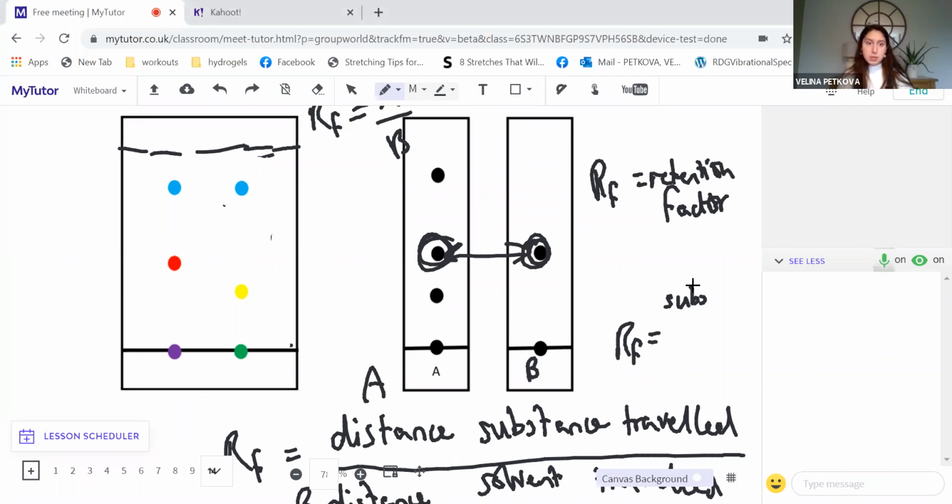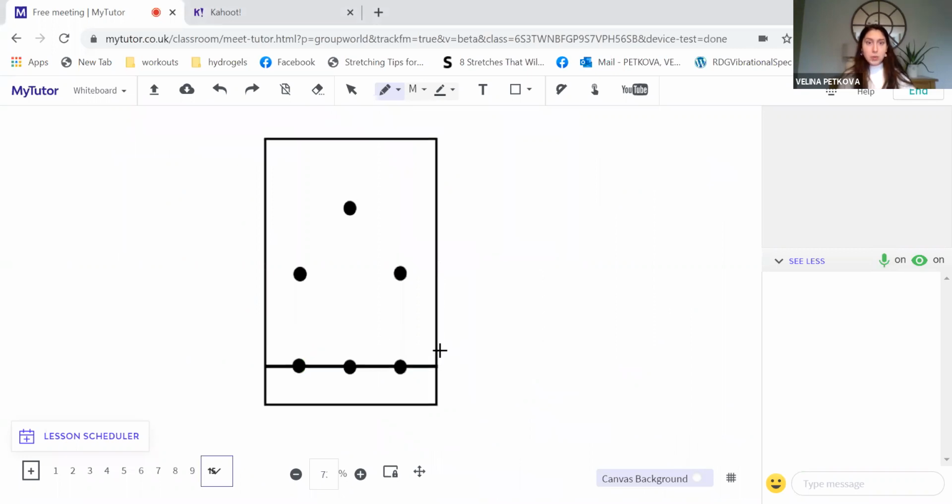So let's see more examples then. So if we have these as A, B, and C, which two substances are the same?